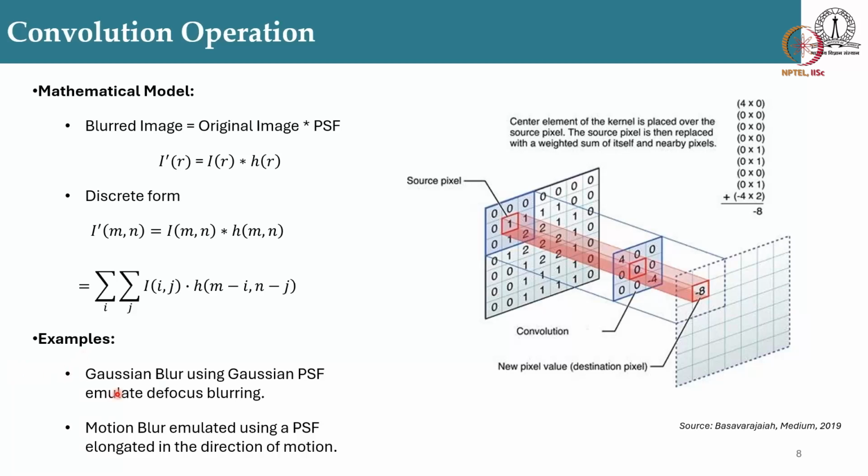Okay, some of the examples we are trying to explain here: you can emulate Gaussian blur using a Gaussian PSF, and this is something we are interested in because it simulates defocus blurring. You can also generate motion blurring, which we discussed in the previous lecture, using a PSF which is elongated in the direction of motion. So that PSF is not symmetric. All the PSFs that we discussed till now were symmetric in the azimuthal direction, right? But there can be PSFs which are not symmetric in the azimuthal direction. Those lead to a motion blurring kind of final output.